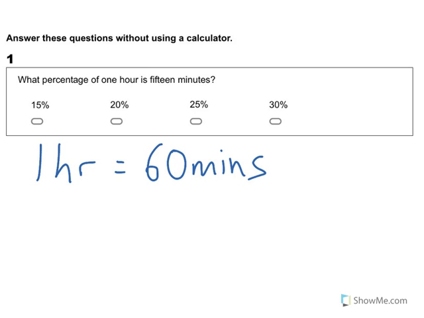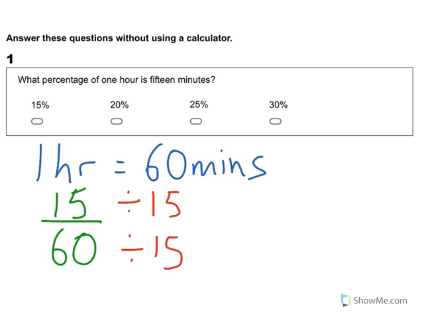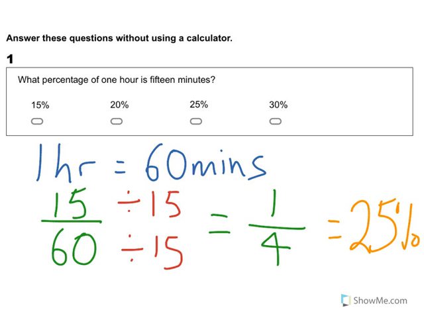So what we're after is 15 minutes out of 60 minutes. Now, there's a common factor there, and the common factor is 15. So we can divide the top by 15, we can divide the bottom by 15, and 15 divided by 15 is 1, 60 divided by 15 is 4, and we get 1/4. So what is 1/4 as a percentage? Well, that's just 25%. Okay?